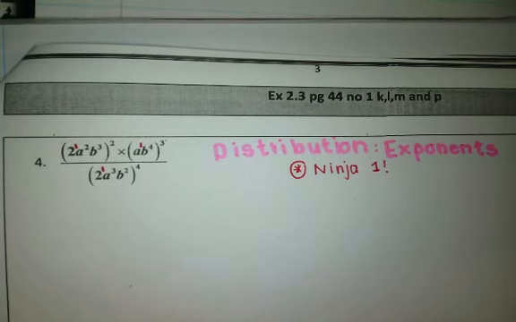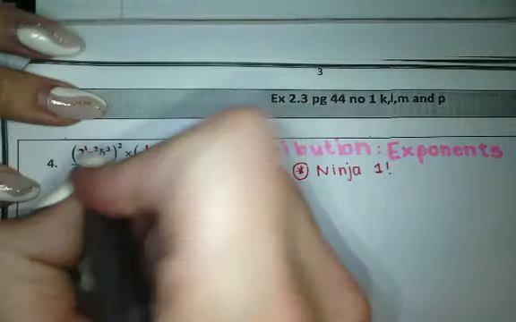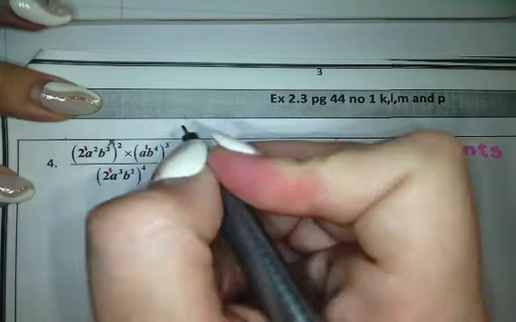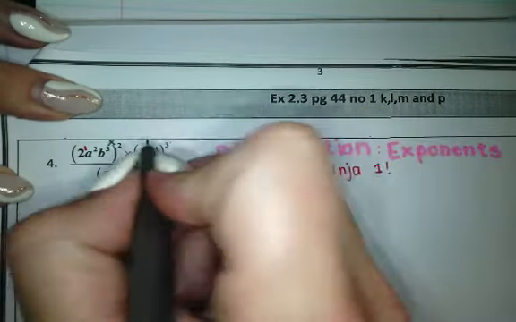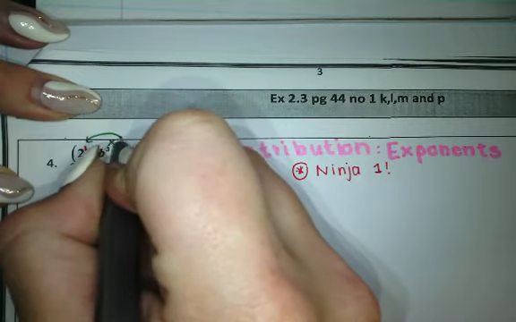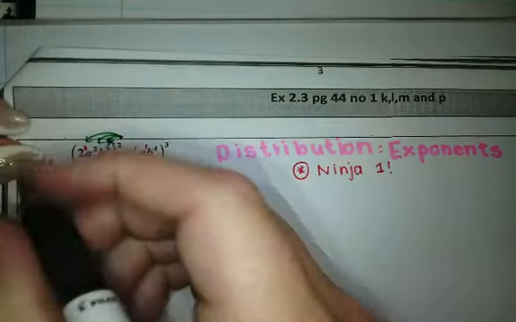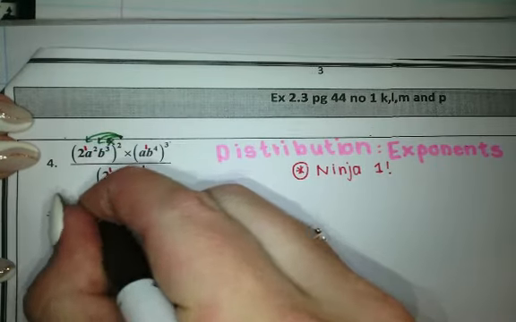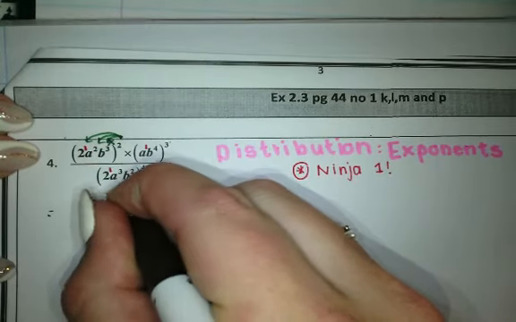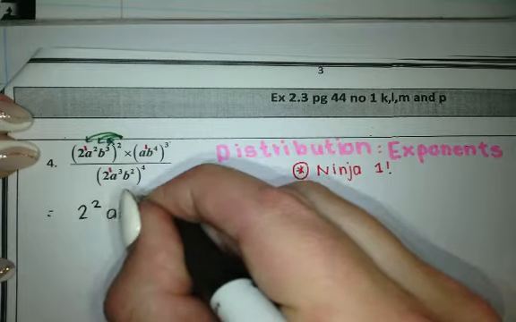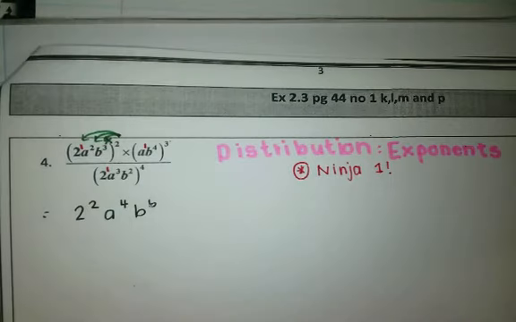Right, I'm now going to start with distribution. So we are going to distribute exponents with exponents. Do you understand me? We're going to multiply, because remember brackets represent multiplication. 2, 2, and 2. So we're going to have 2 to the power of 2, a to the power of 4, b to the power of 6.